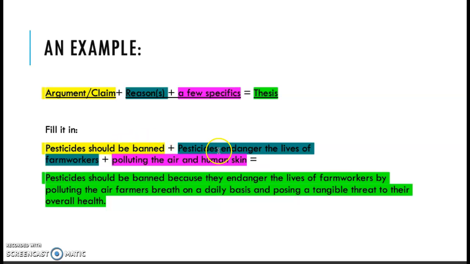I put all of this together and my thesis comes out to look something like this. Pesticides should be banned because they endanger the lives of farm workers by polluting the air farmers breathe on a daily basis and posing a tangible threat to their overall health. Now, this is arguable because I can clearly think of a counter argument someone could have to this. Pesticides are what keep bugs off the plants. It's what keeps our crops consistent and coming in and not held to the whims of nature. So it is arguable.